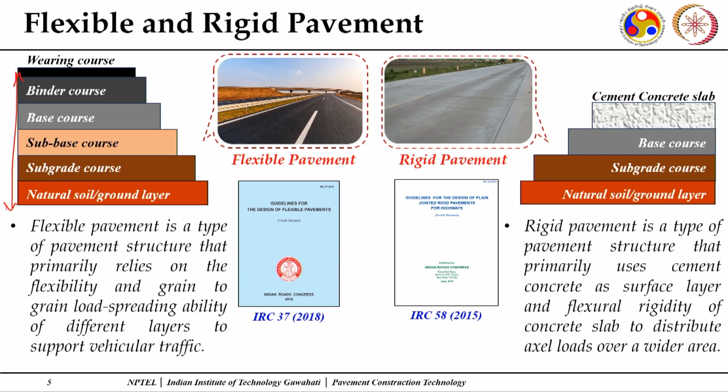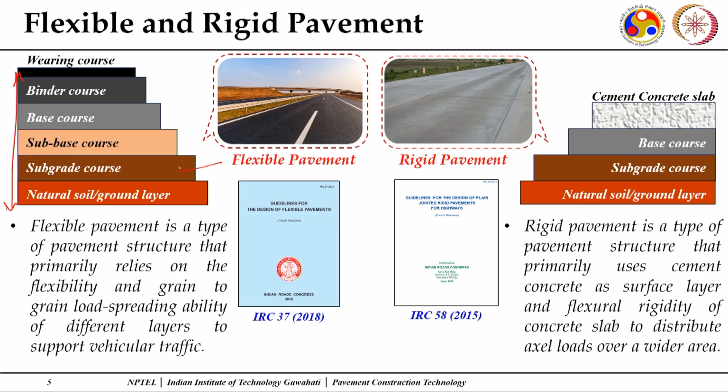Over this particular one, I will select a soil which can be an existing soil, but the characteristics are to be controlled characteristics. So, I will select a soil with some desired characteristics, and I will construct this subgrade course. Over this particular one, I have to construct a few layers, and that forms my pavement crust.